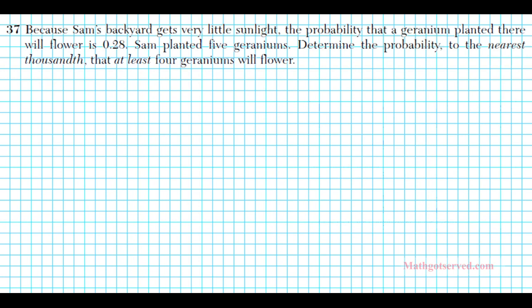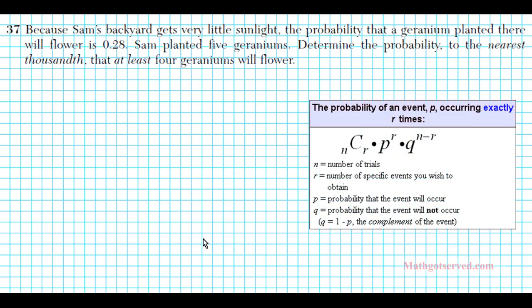Okay? So we're going to make use of the binomial probability formula. I got this from the Regents Prep website, pretty good website. So this is a formula that we're going to be using. nCr, p to the r times q to the n minus r. This is the probability that an event will occur exactly r times. So let's apply this problem to our situation right here.